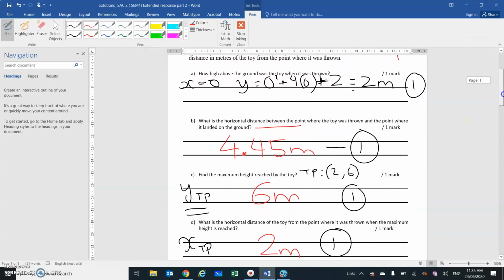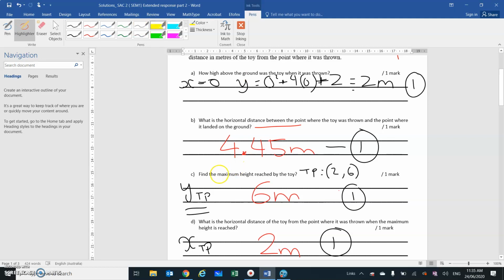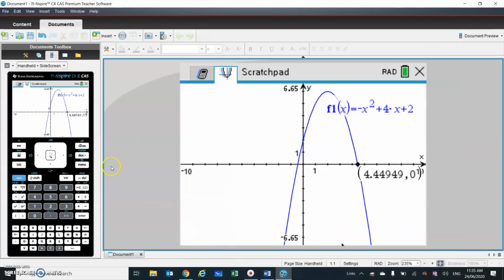Find the maximum height. Again, I've put the answer, but let's see how we get that. Maximum height means we're looking at the turning point. So let's go back to here and find the turning point. You do need the graph. So if you have skipped the previous part and you're wanting to do this part, make sure you graph it first using your CAS. You can go back to the previous question to see how I did that.